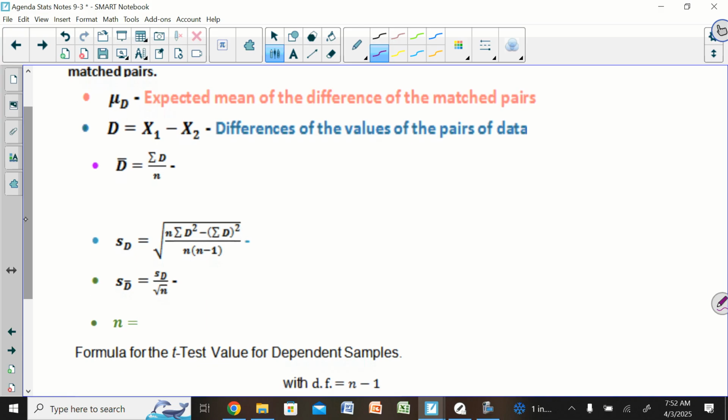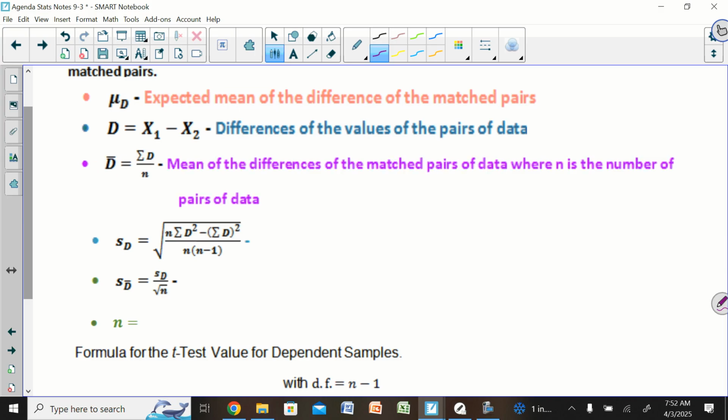D bar, new one again, is simply the sum of our Ds. So the sum of all of our differences divided by n, our sample size, or our number of pairs. So that's just the mean of our differences. Sorry for all the words. Feel free to just write down the mean of the differences. So we take all of our differences, we add them up and divide by how many sets of data we had.